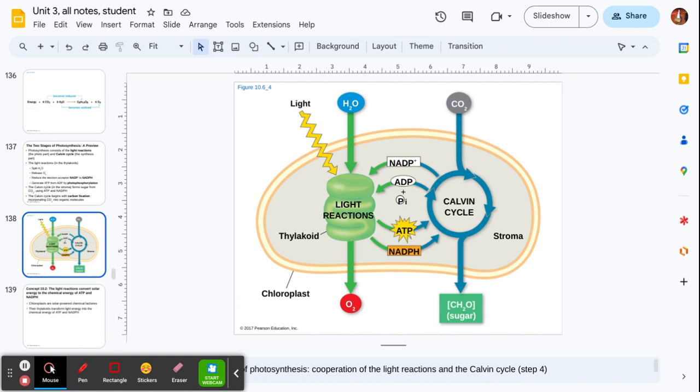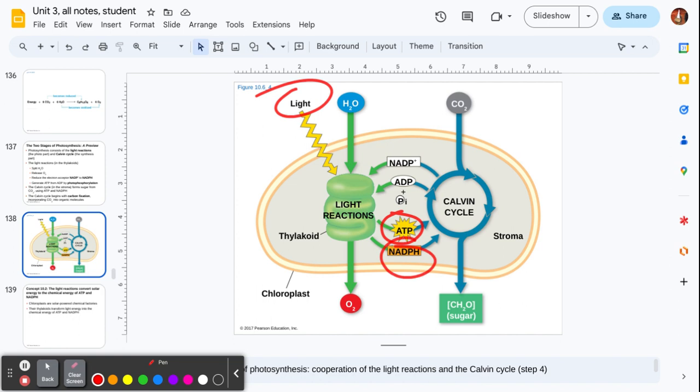Photosynthesis, big picture, is made of two stages. It's made of a light stage where light is captured. And as a result of that light being captured, we're going to end up with an output of ATP and NADPH. Remember, NADPH is an electron carrier, just like NADH is, and FADH2 is as well.